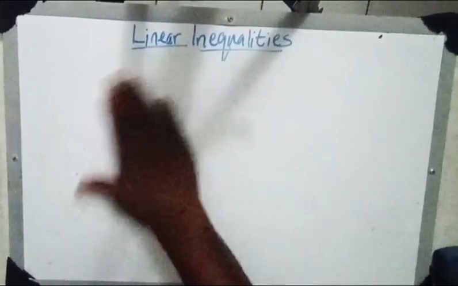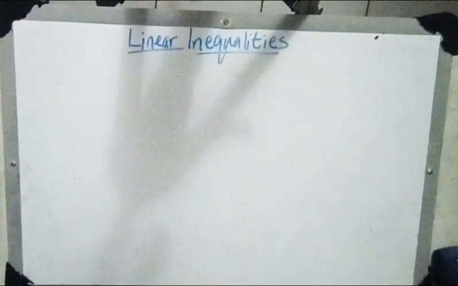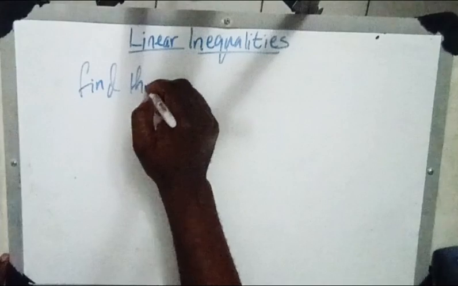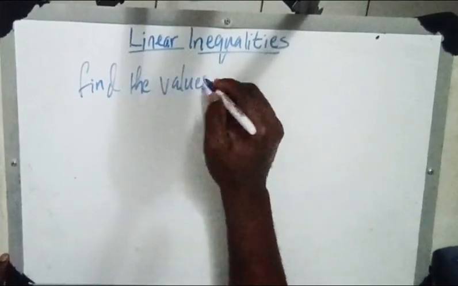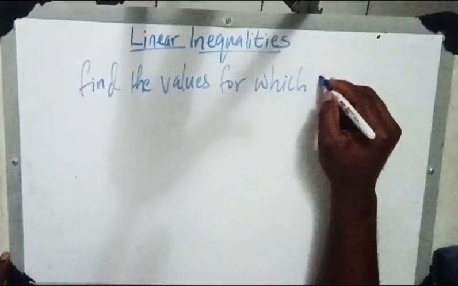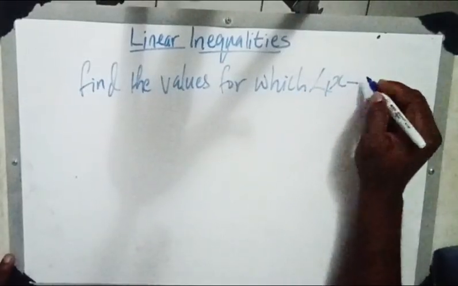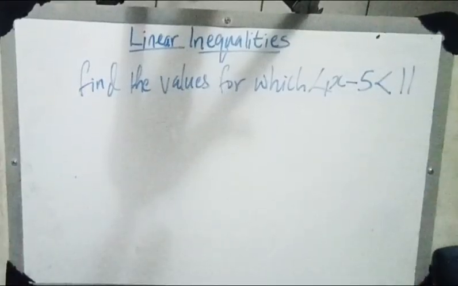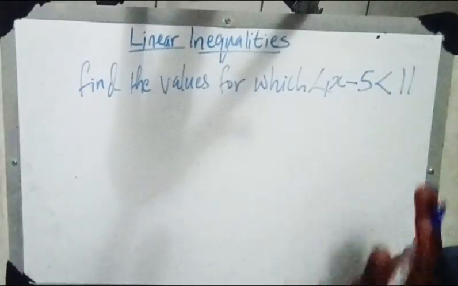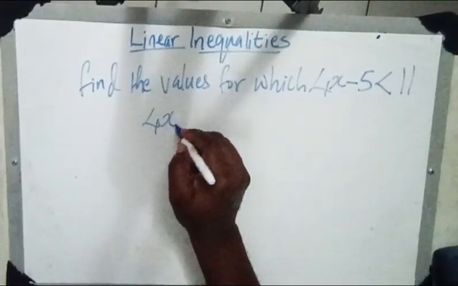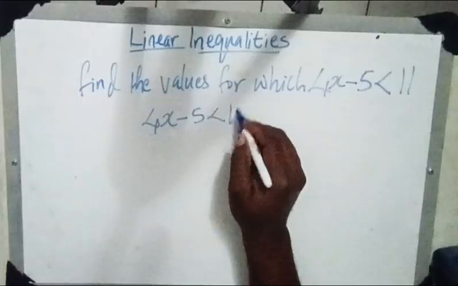So we have this example here. Find the values for which 4x minus 5 is less than 11. We are just going to treat this as though it were an equality sign. So we have 4x minus 5 less than 11.